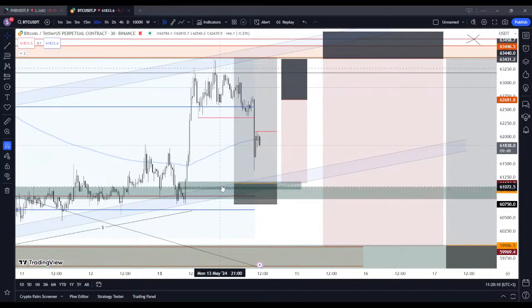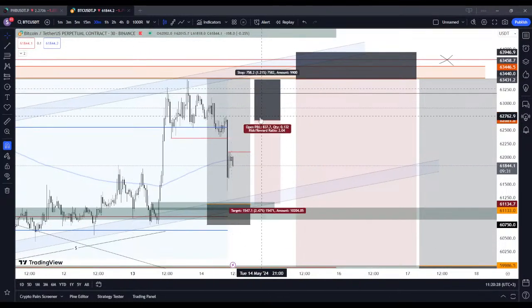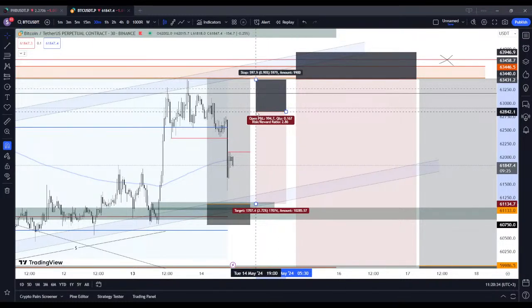On Bitcoin, my plan is to long here, maybe even a sweep of these lows, but having the news really close to us doesn't give me too much hope in the setups. But technically speaking, without fundamental events upcoming, this should be the play for the New York session. So maybe a pump into this area.